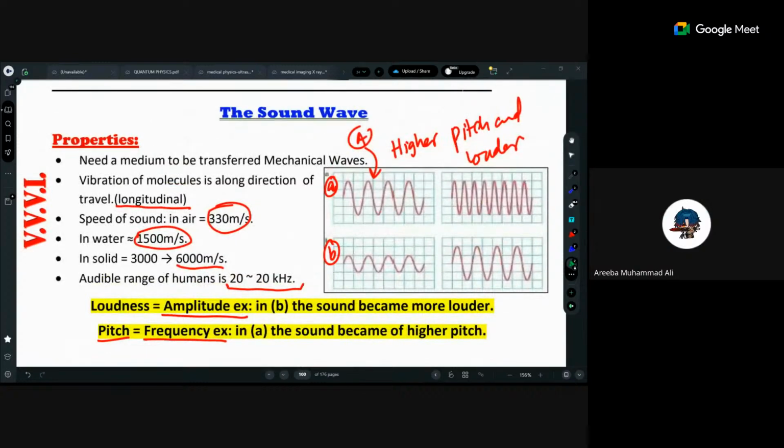Could you re-explain that a bit, sir? What pitch and loudness? I don't really exactly understand the pitch difference yet.